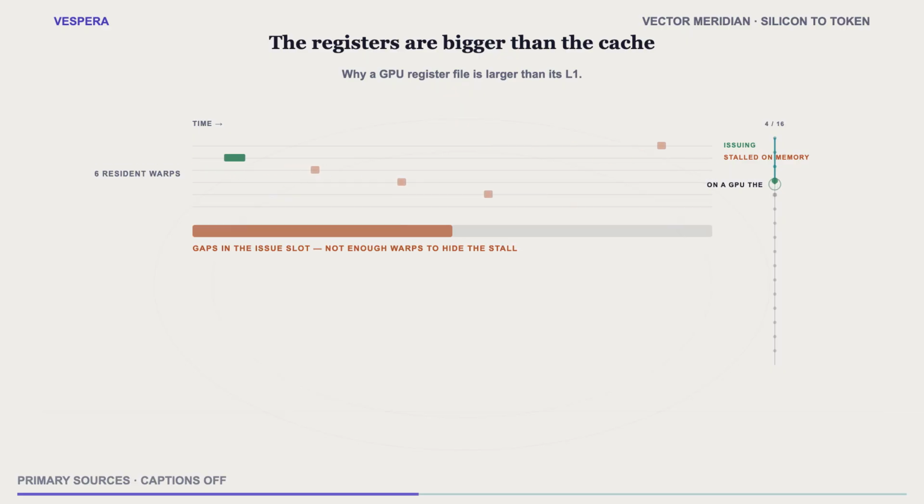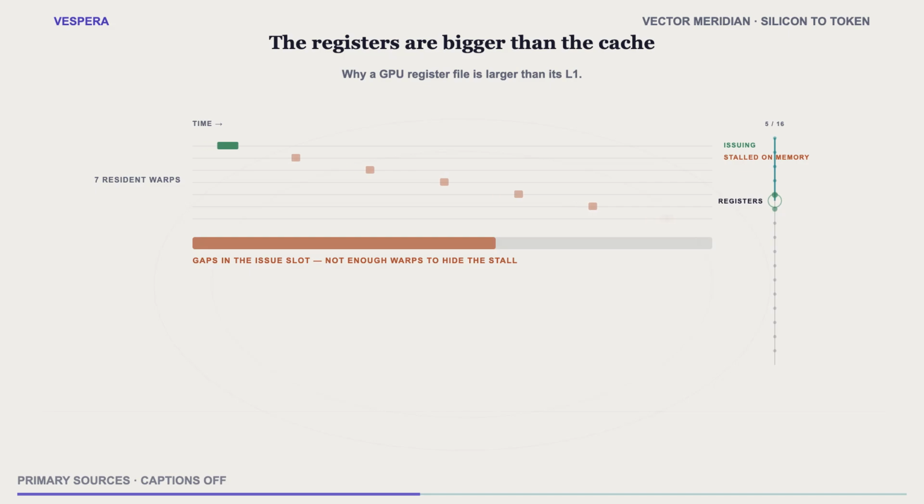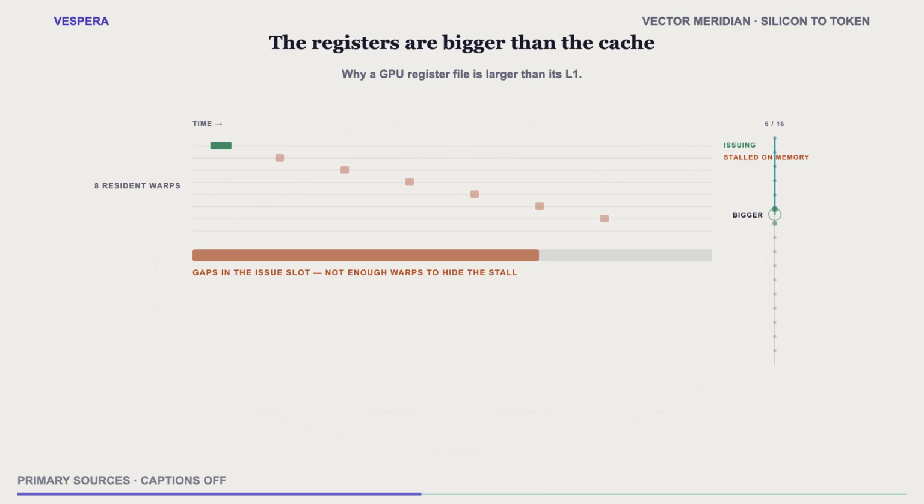The reason follows directly from Act 2. Thousands of threads are resident simultaneously, and switching between them must be free. Free switching means no saving and restoring, which means every resident thread's registers must already be on the chip. Multiply a modest per-thread register allocation by 2,000 resident threads and you get a quarter of a megabyte. The register file is not a performance optimization. It is the physical substrate of the latency hiding scheme. It exists because free context switching demands it. And free context switching is the only reason the machine works at all.